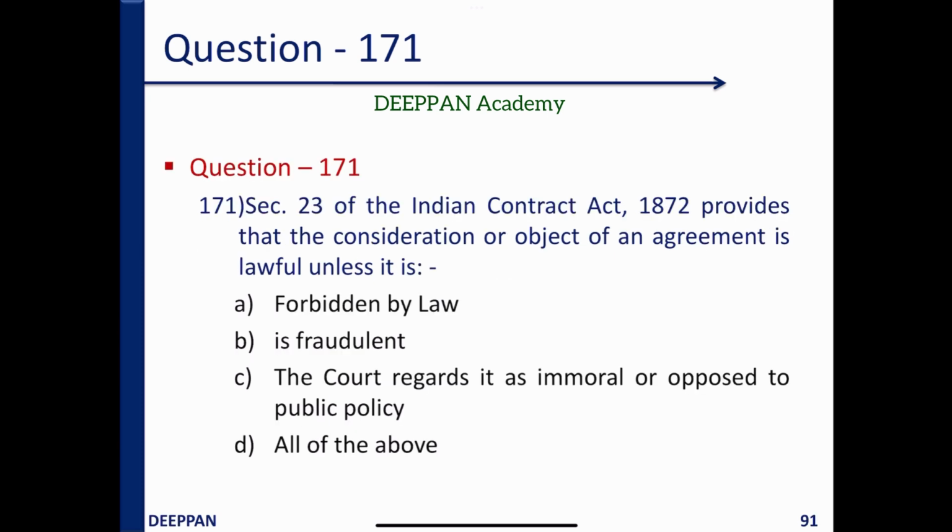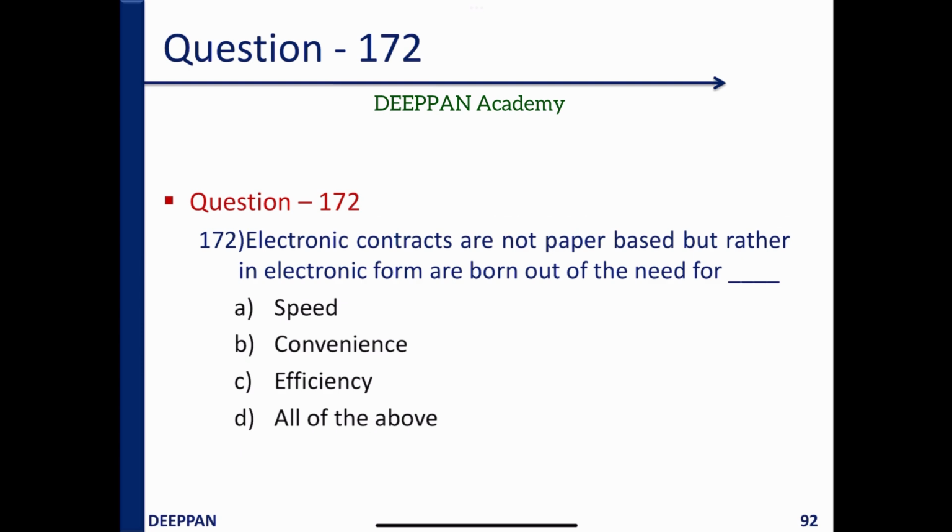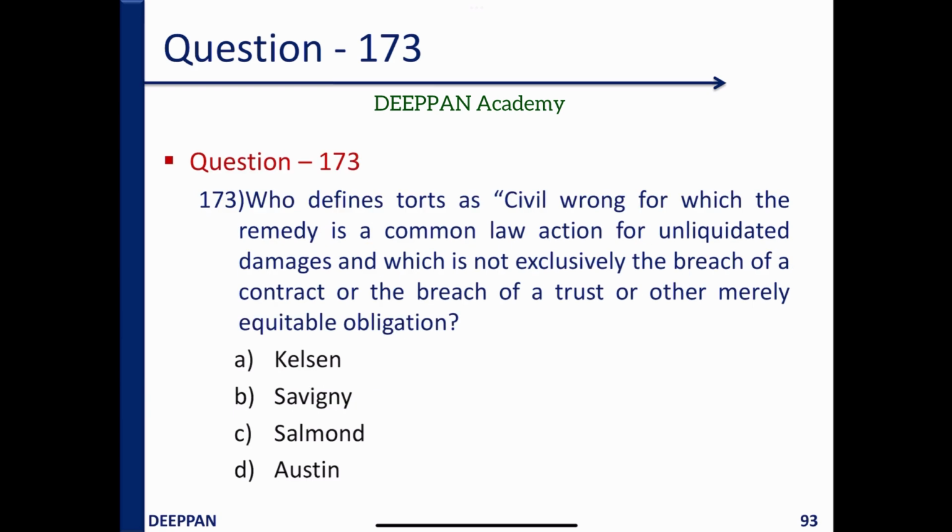Section 23 of the Indian Contract Act 1872 provides that the consideration or object of an agreement is lawful unless it is forbidden by law, is fraudulent, or the court regards it as immoral or opposed to public policy. All of the above. Electronic contracts are not paper-based but rather in electronic form, born out of the need for speed, convenience, efficiency. All of the above.